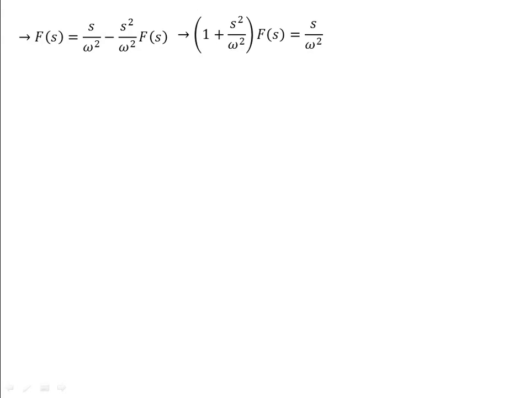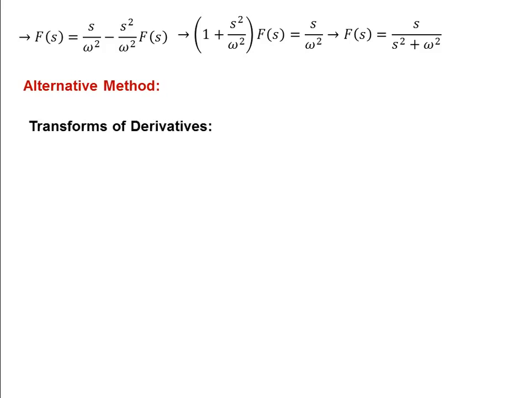If I get the common denominator for these fractions, I will have F(s) equal to s over s square plus omega square, which shows that the Laplace of cosine omega t is equal to s over s square plus omega square. For the alternative method, I use the transform of derivatives.